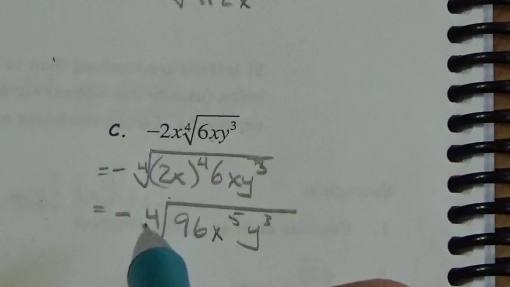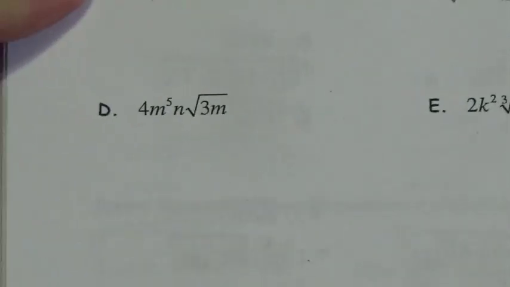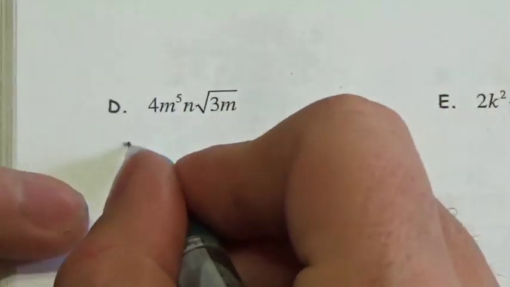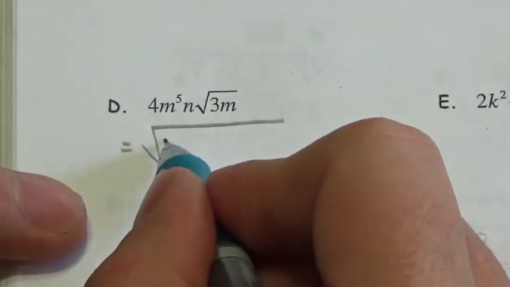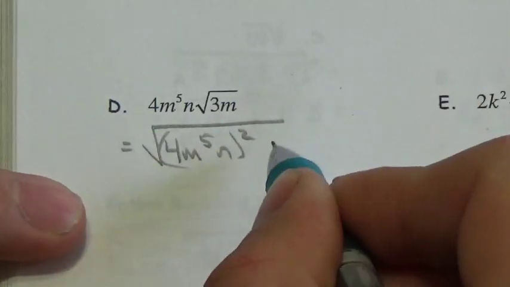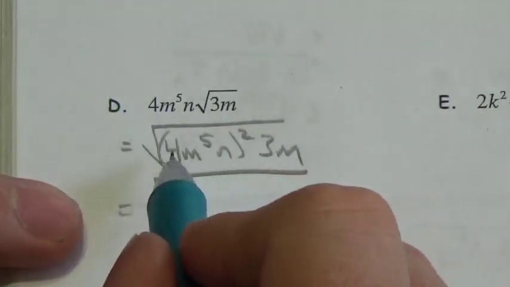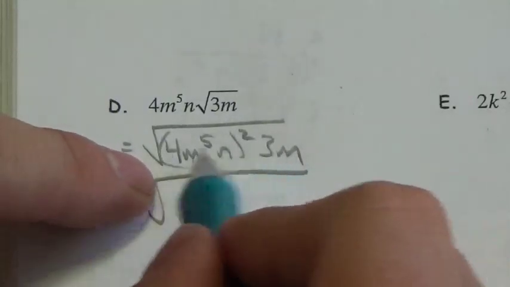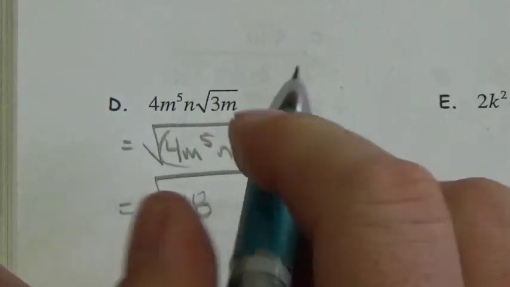So the negative 4th root of 96x to the 5th y cubed. Okay. Now, this is a square root, so it's going to remain a square root. 4m to the 5th n, and we'll square that, multiplied by 3m. Okay, 16, because 4 squared is going to be 16, multiplied by 3 will give us 48.